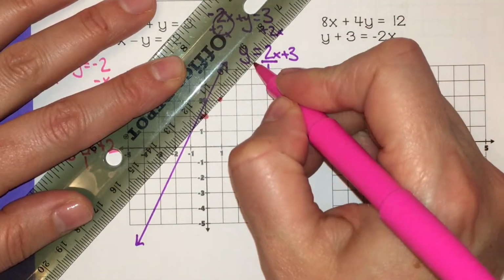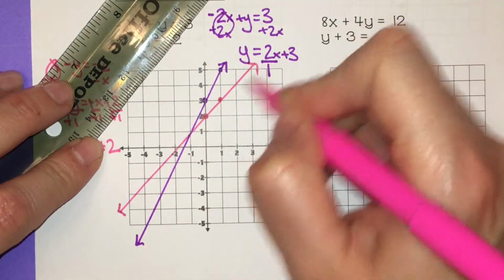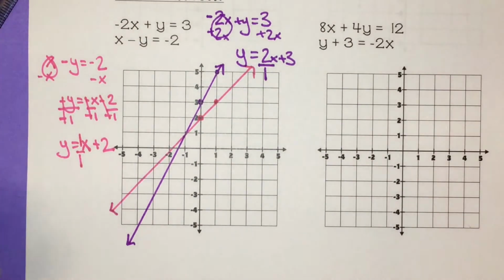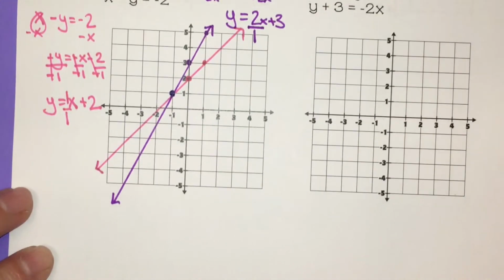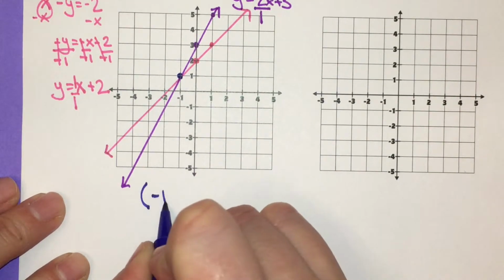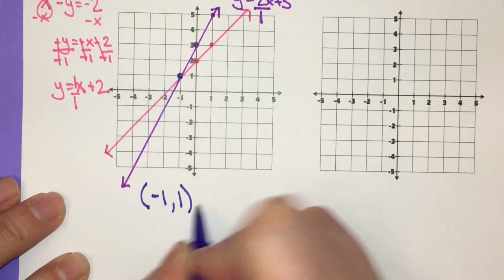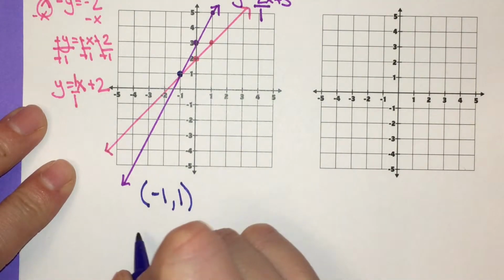And I could continue with a few more points so I could really tell where the two lines intersect, but this one was pretty easy. They do intersect at this point. So there is one solution. The one solution is at negative 1, comma 1. And if there's one solution, it's called consistent and independent.